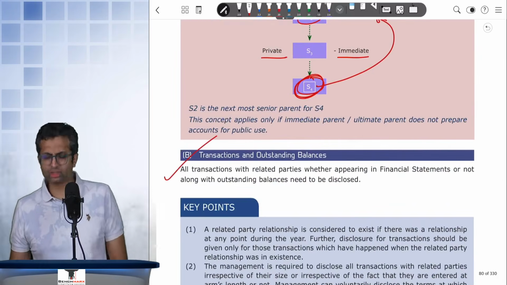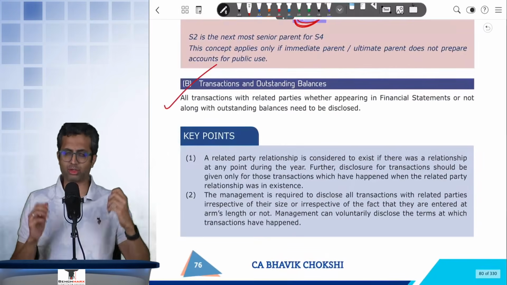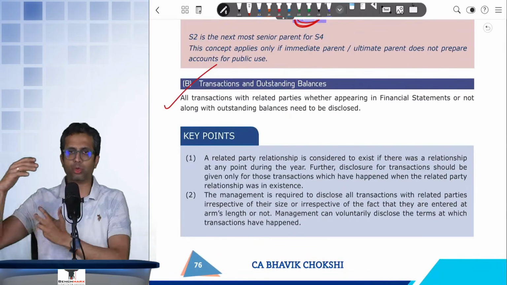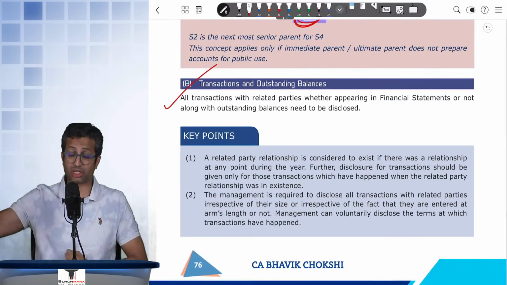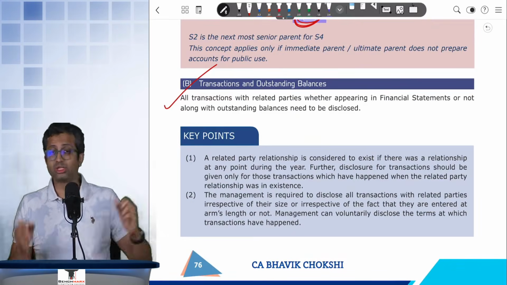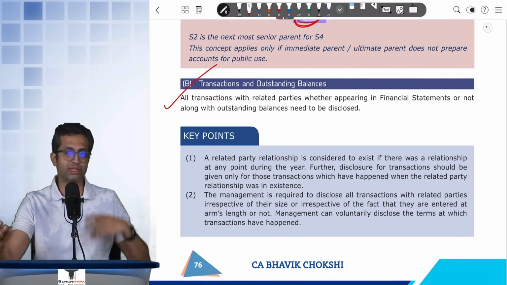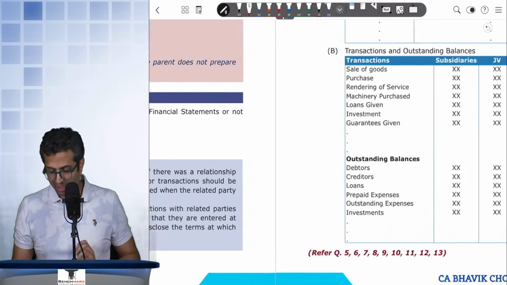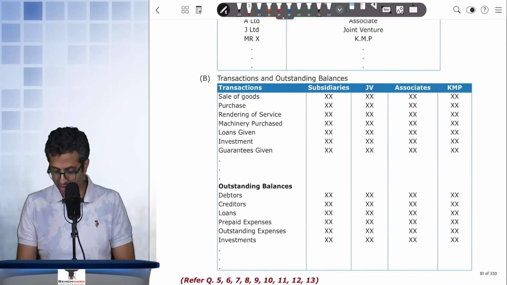Now, an important thing that you need to know over here is details regarding transactions and outstanding balances. Over here, in the related party report, you'll have to give a section where you have to give the details of transactions. And when I say transaction, it can be sales, purchase of goods, of machinery, of assets, of loans given, loans taken, interest income, interest expense. All of these will have to be shown, all of these transactions.